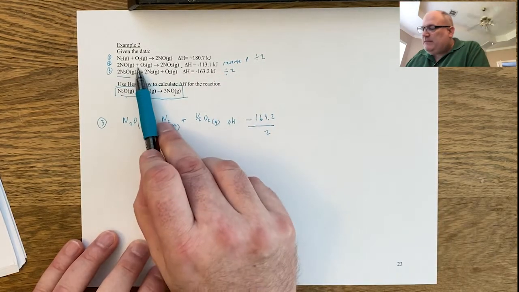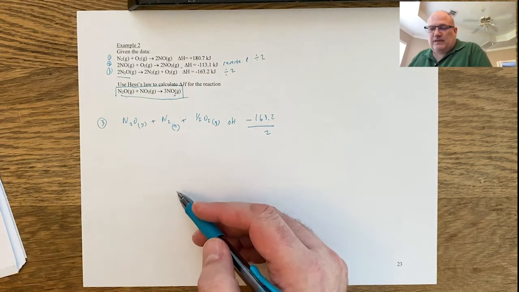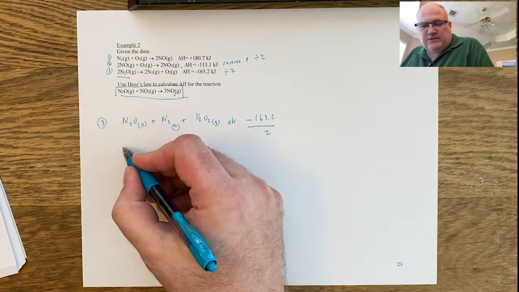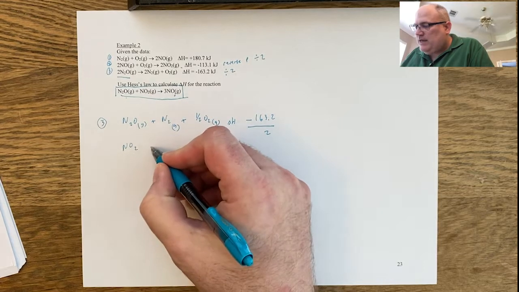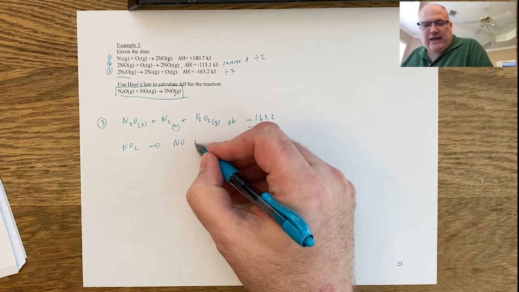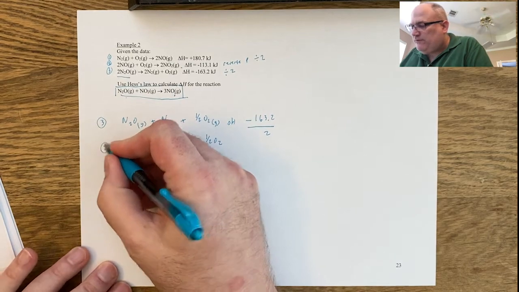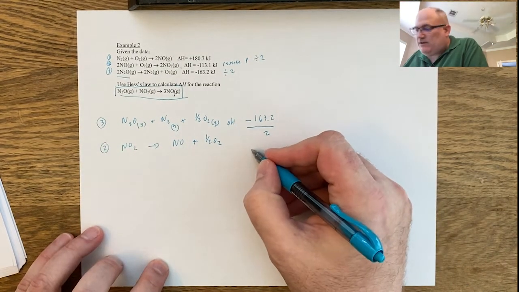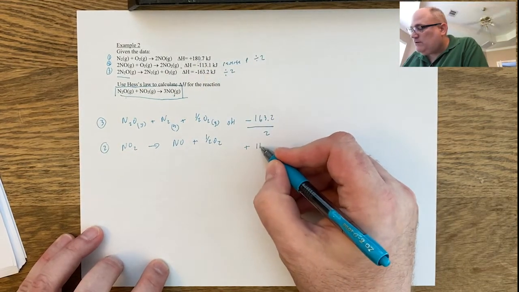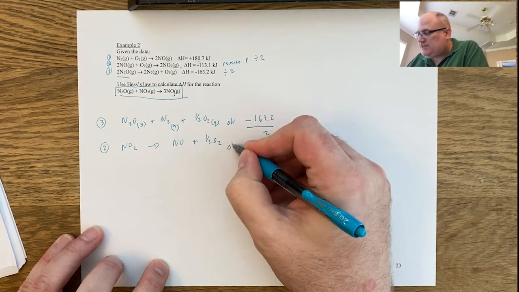So I'm going to take this and I'm going to reverse it and I'm going to divide it by 2. And when I do that, I end up with this. I'm going to take the NO2 and it's just going to become a regular old NO2. And it's going to become an NO on this side. And it's going to become 1/2 O2. This is the new flavor number 2. And in this case here, I flipped the reactions, so the sign on this is going to have to change. So it's going to become plus 113.1 kilojoules, and I divided it by 2. So that's my new change in H right here.